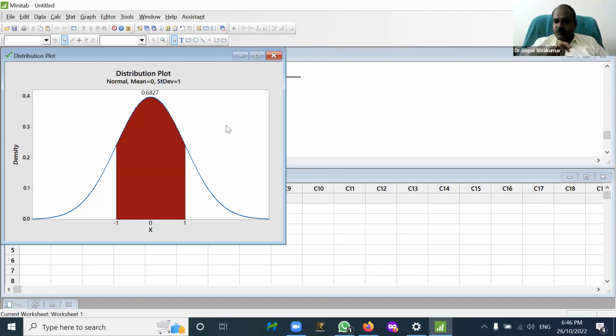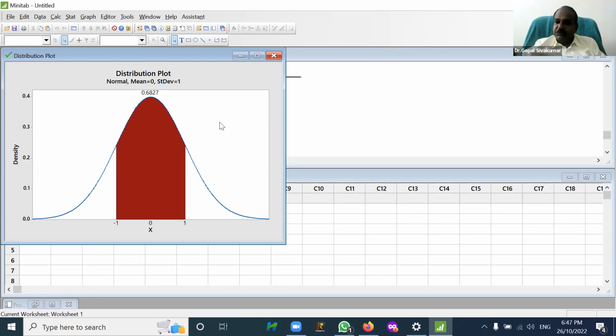See, the total area is always 1. Between -1 and +1 is 1 standard deviation on either side of the center. Now the red color area is 68.27% of the total area. Suppose the total area is 1 acre, then 68.27% of 1 acre will be available between -1 and +1. Suppose you produce 1,000 products, so the total area under the curve is 1,000 now. 68.27% of 1,000.